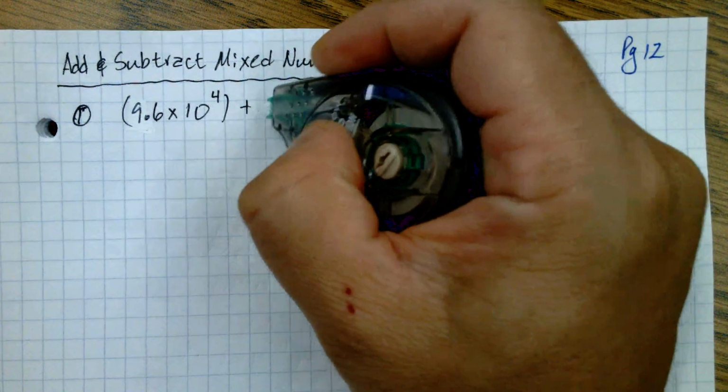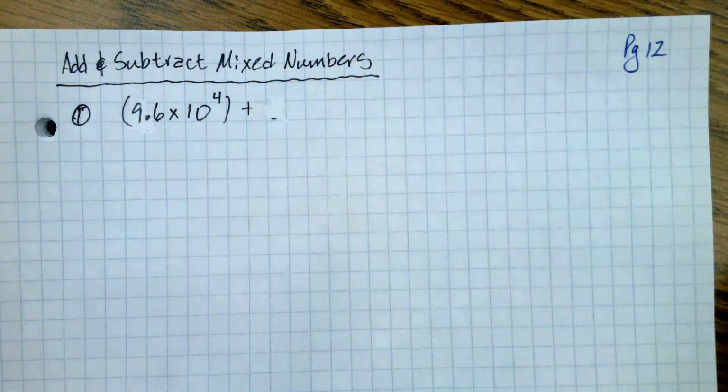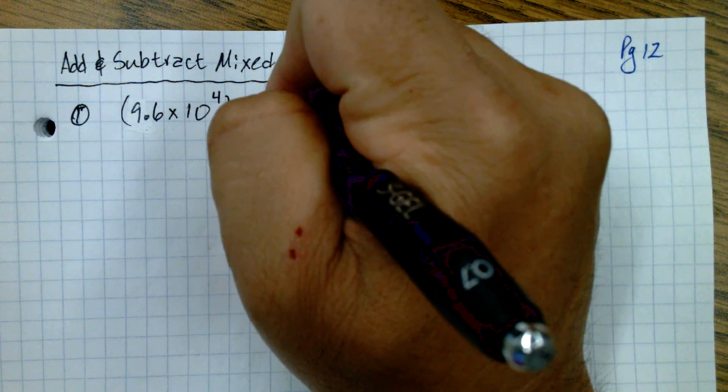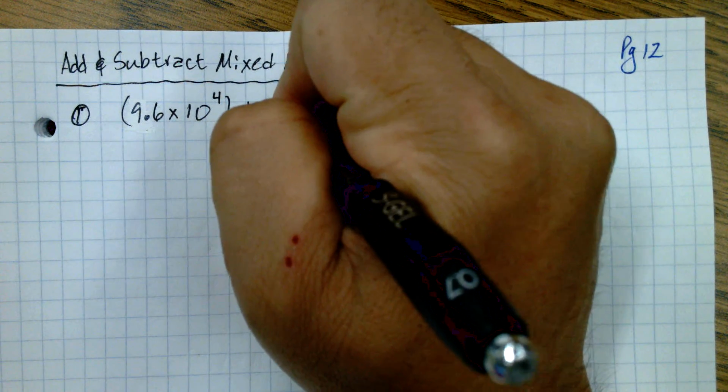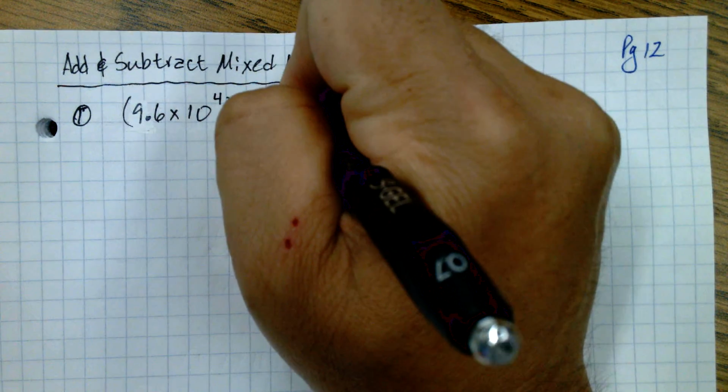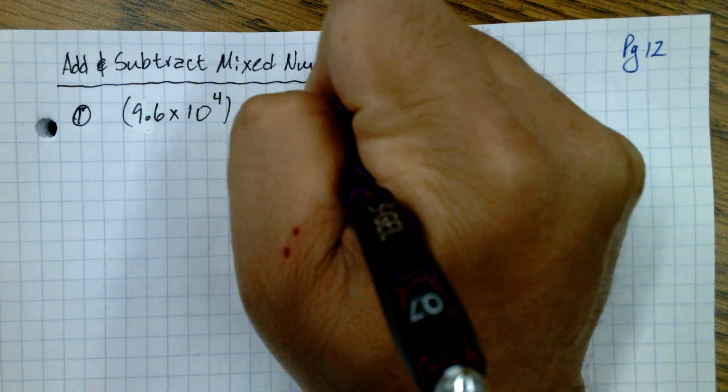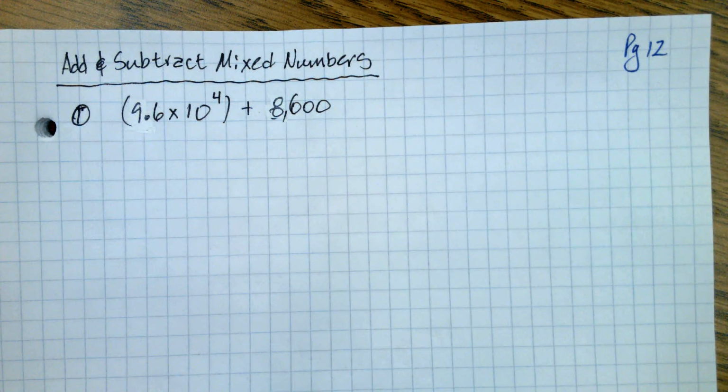I say that as I write a 6. Let's try it again. 8,600. All right. And we want our answers in scientific notation. So our final answer should be looking kind of like that. Okay?